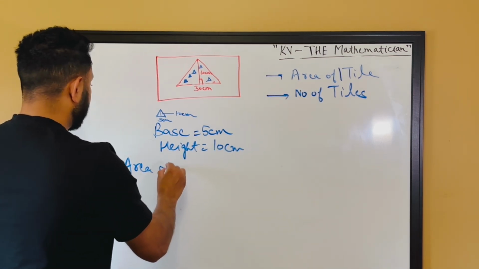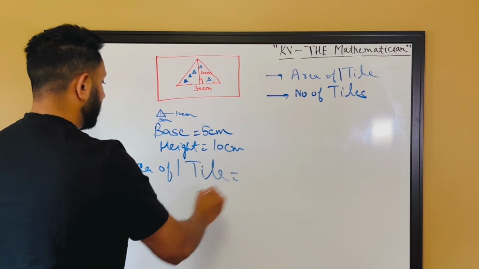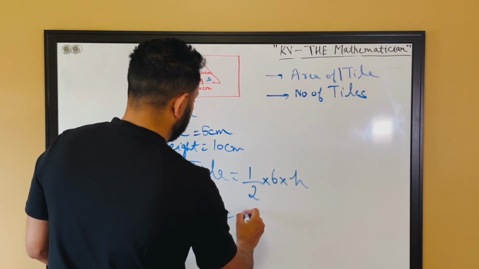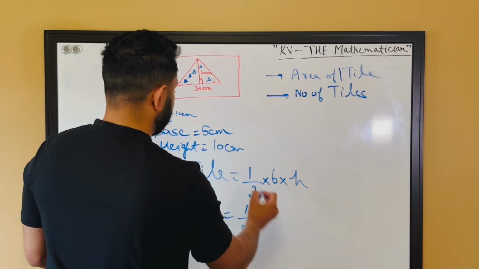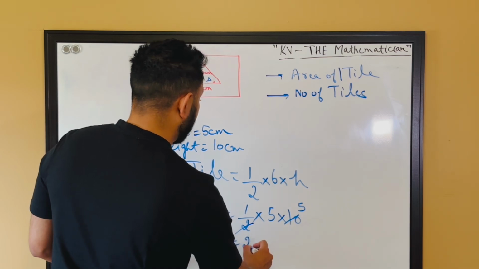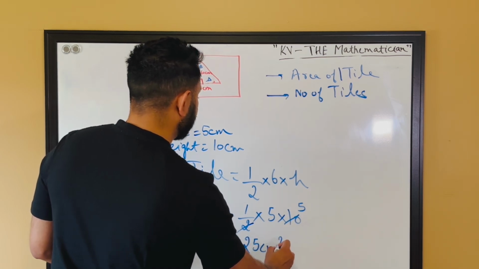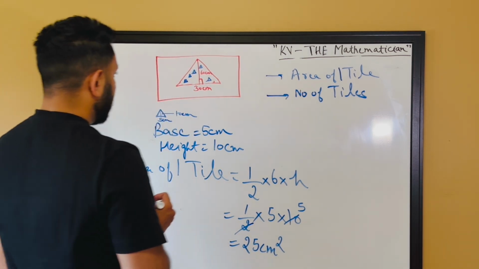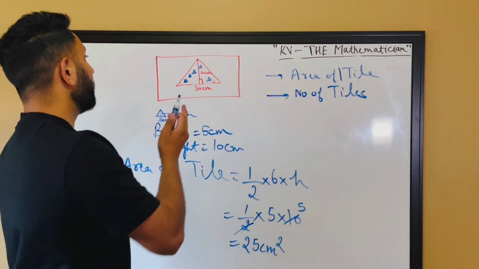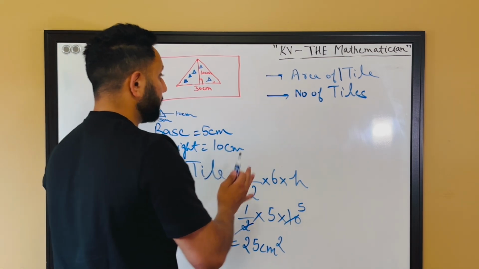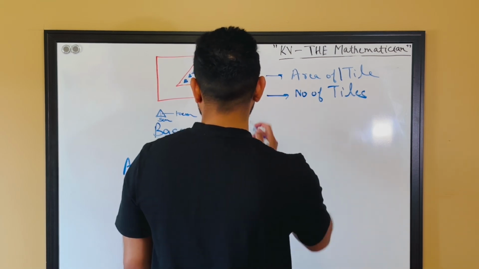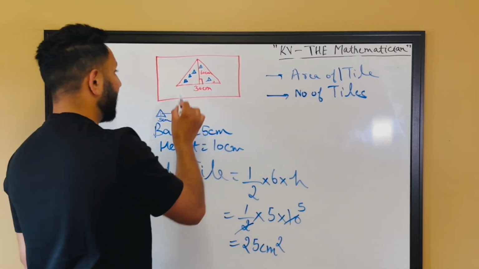As we know that the area of a triangle is half base into height. So here the base is 5 centimeter and the height is 10 centimeter. So the area of one tile comes out to be 25 centimeters square. And secondly, we need to find out the number of tiles that we're going to put to create a triangular mosaic. So in order to find out the number of tiles, we need to find out the area of the mosaic first.